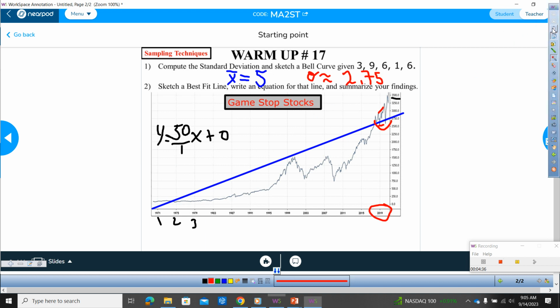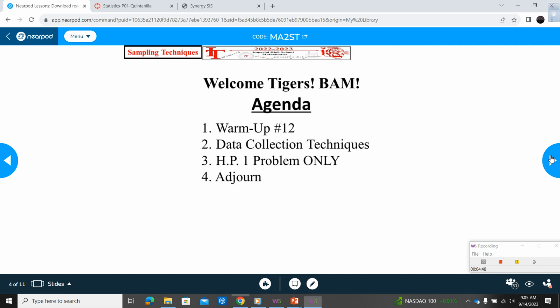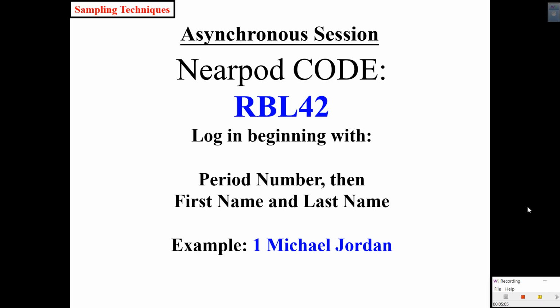Anyways, copy the agenda for today. Warm-up number 12, data collection techniques. And home play is only one problem. Thank you, Mr. Q. You're welcome. Copy the Nearpod code for tonight, RBL42.